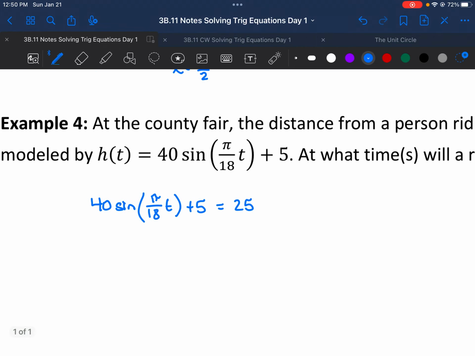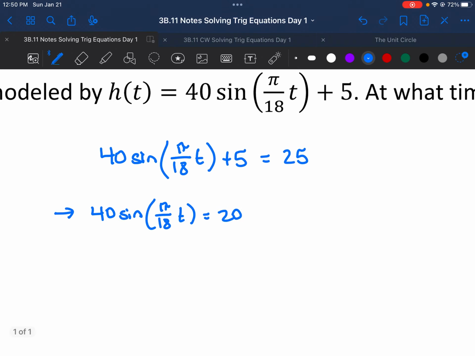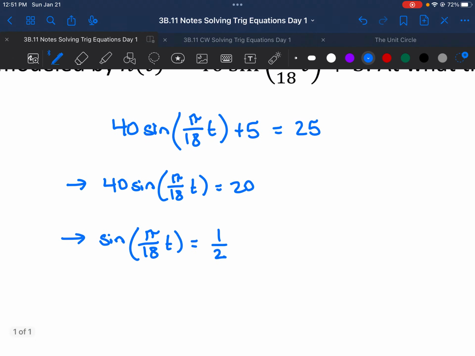Okay, now we're just going to start solving it like normal. Let's go ahead and subtract 5 from both sides. That's going to give us 40 sine pi over 18t equals 20. Let's divide both sides by 40. Sine of pi over 18t equals 20 divided by 40, which gives me 1/2. So what we're trying to say here is sine of something is equaling 1/2.